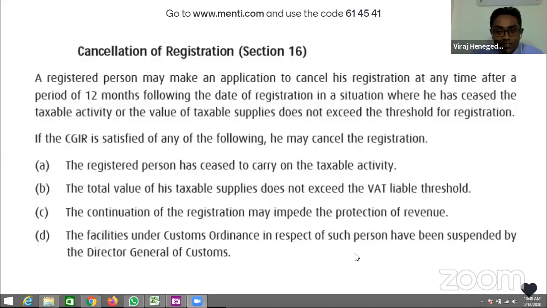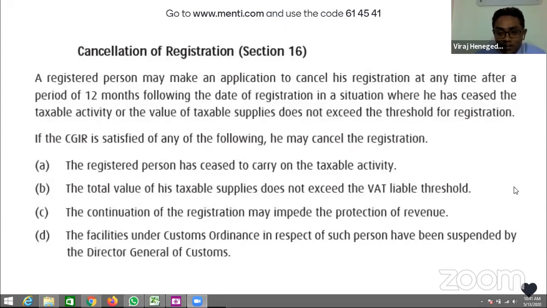Yeah, if the CGIR is satisfied of any of the following situations, he may cancel the registration. The registered person has ceased to carry on a taxable activity, or the total value of taxable supply does not exceed the liable threshold, or the continuation of registration may impede the protection of revenue, because continuously no income to the Inland Revenue Department. Or the facilities under the customs ordinance in respect of such person have been suspended by the Director General of Customs. So in these situations, the Inland Revenue Department may cancel your VAT registration. Just try to keep it in your mind for exam purposes.